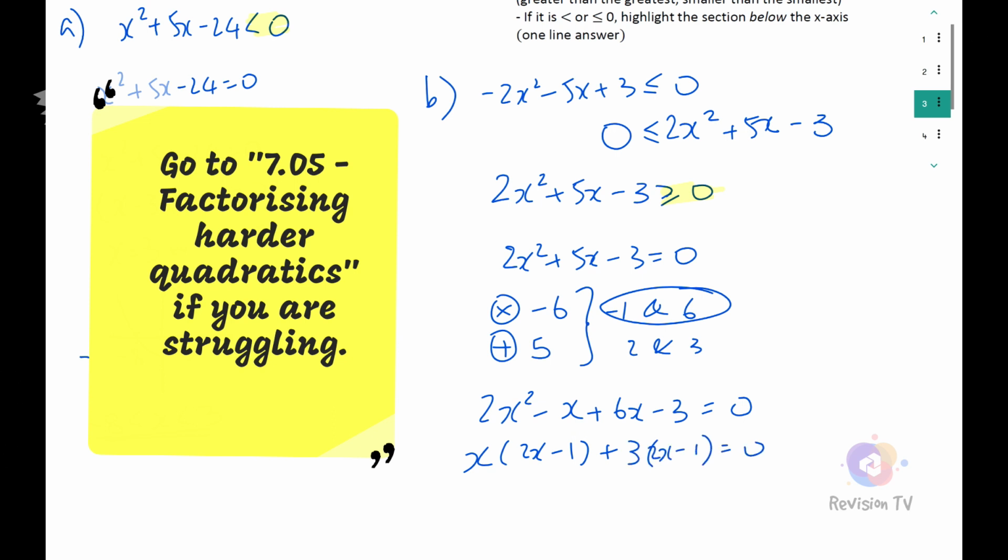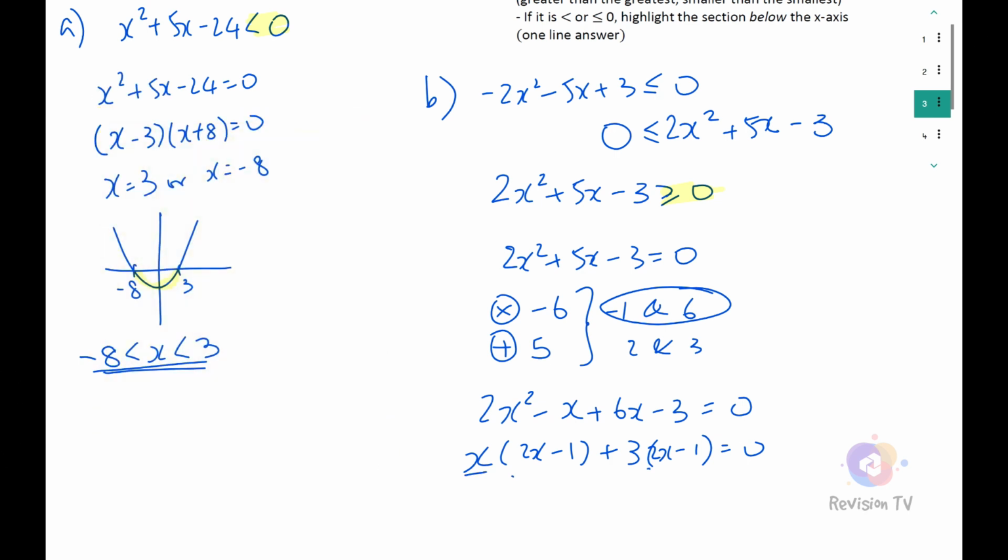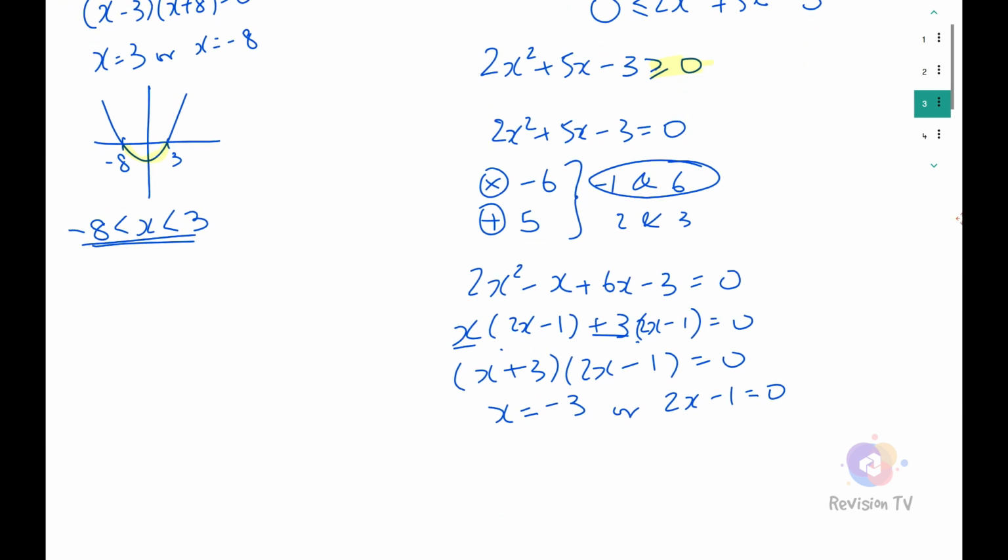If you do it correctly, your two brackets in here should be the same. Then you can group these, x plus 3 together, and 2x minus 1 together, equals 0. So x equals minus 3. Or, now this one, if you're not sure what x will be, you can make 2x minus 1 equals 0. Rearrange the minus 1, it becomes 2x, so 2x equals 1. And then x equals, divided by 2, a half.